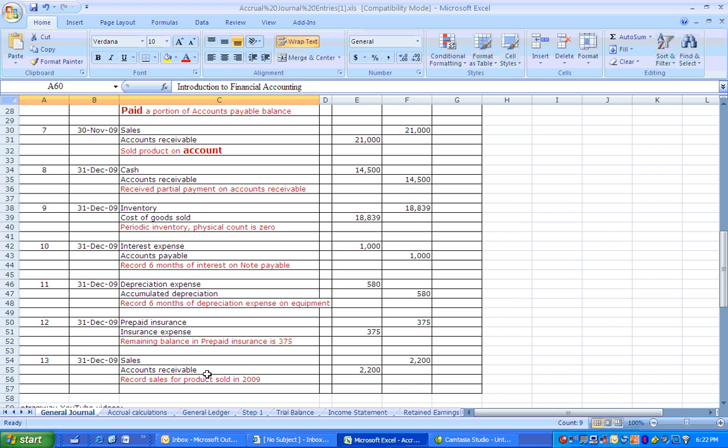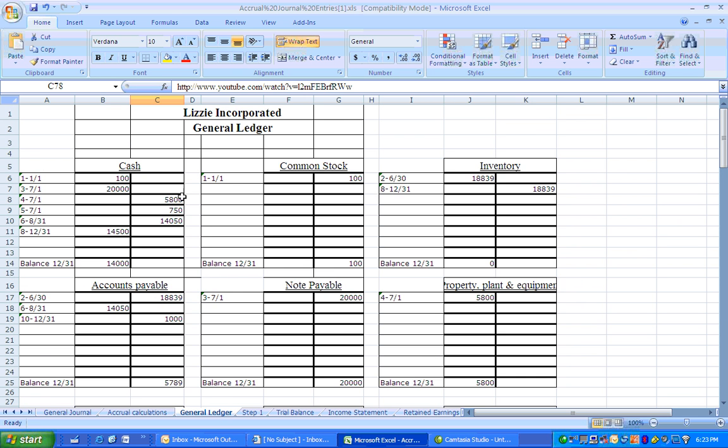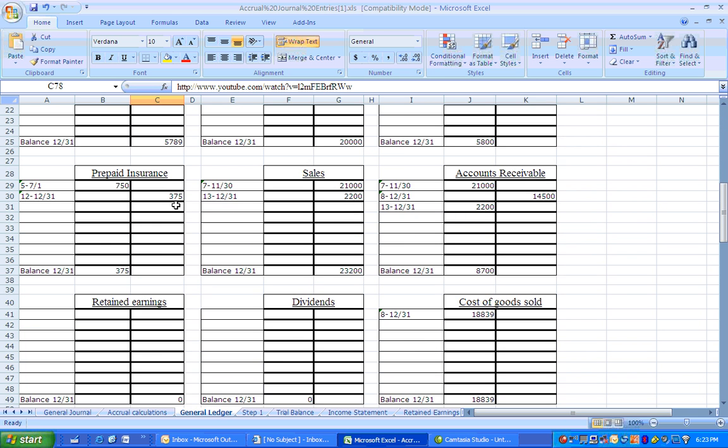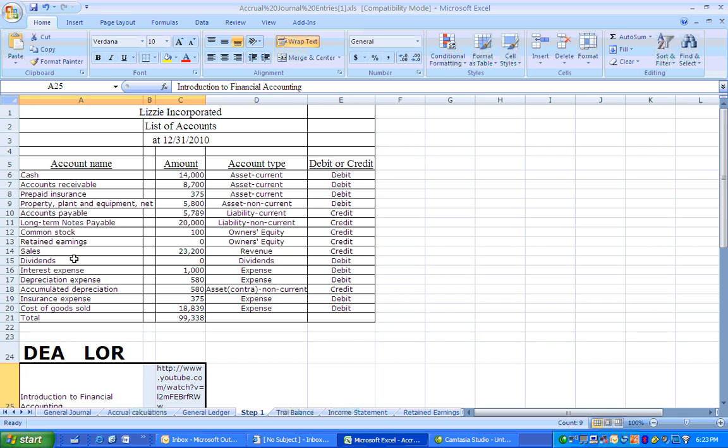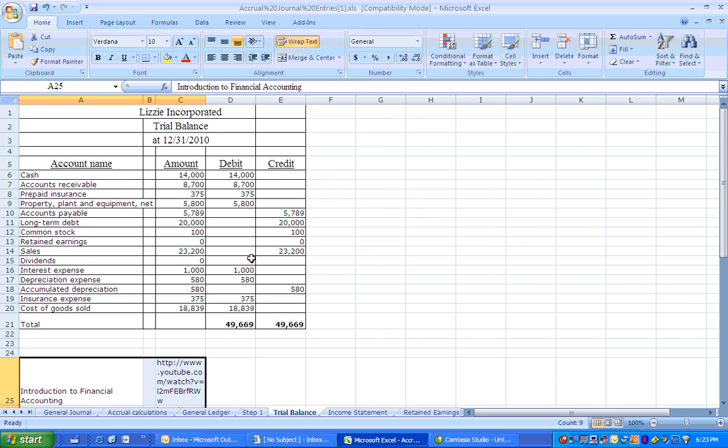You'll notice all of those flow through to the general ledger, which then flow through to the account listing. This is a little bit different than what we used with just the normal journal entries because we had a few new accounts. All of those balances from the general ledger flowed through to the trial balance and gave us a new trial balance that balanced to $49,669. This then flowed through. Each of those accounts on the trial balance was used on one of these three financial statements: income statement, statement of retained earnings, and balance sheet.